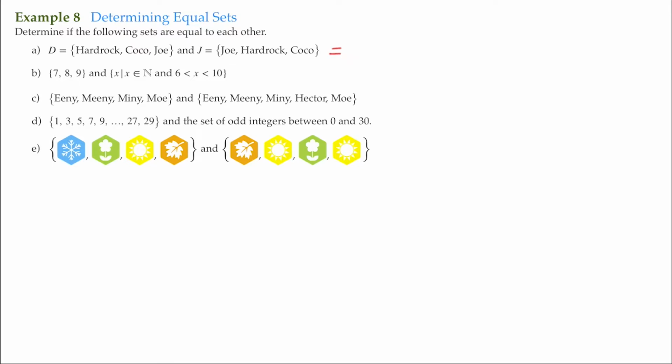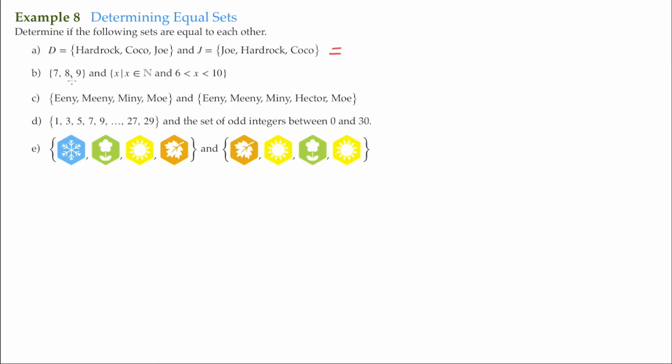For B, we have the roster method again. We have a set here that's got 7, 8, and 9. And then this set is in set builder notation. That's {x | x ∈ N}, and this N represents the natural numbers, the counting numbers, and x is greater than 6 and less than 10.